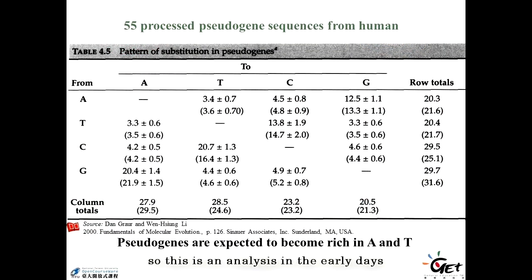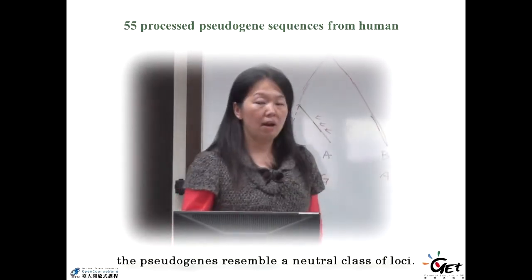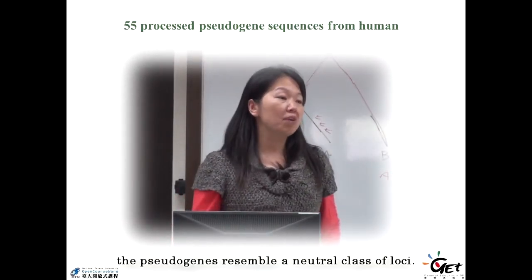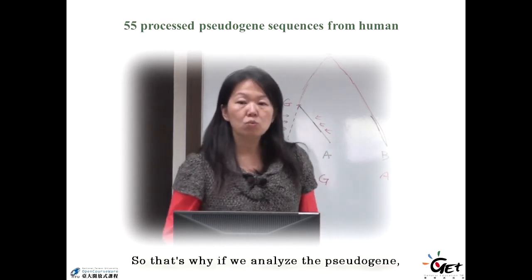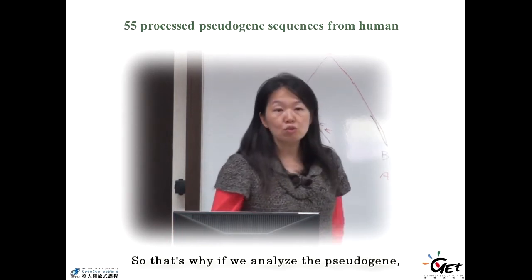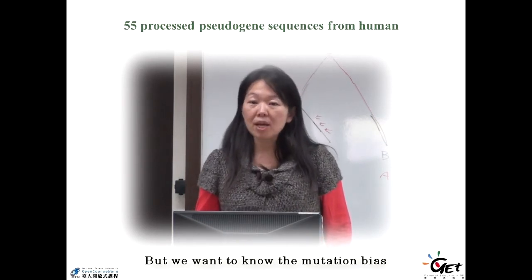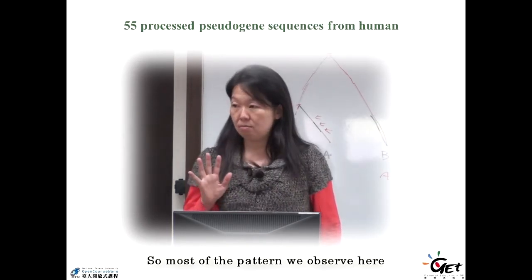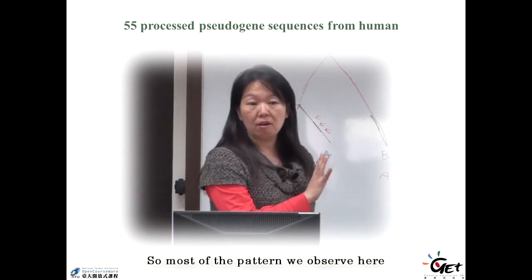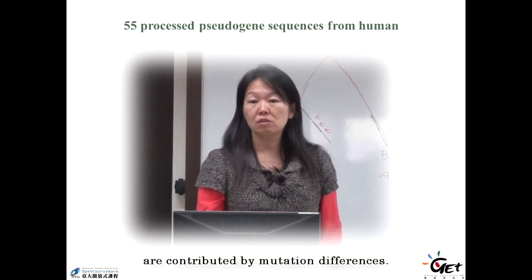So this is an analysis in the early days based on all the pseudogenes. As I say, the pseudogenes resemble a neutral class of loci. So that's why if we analyze the pseudogenes, we use them as a neutral marker. But we want to know the mutation bias because there's no functional constraint. So most of the patterns we observe here are contributed by mutation differences.